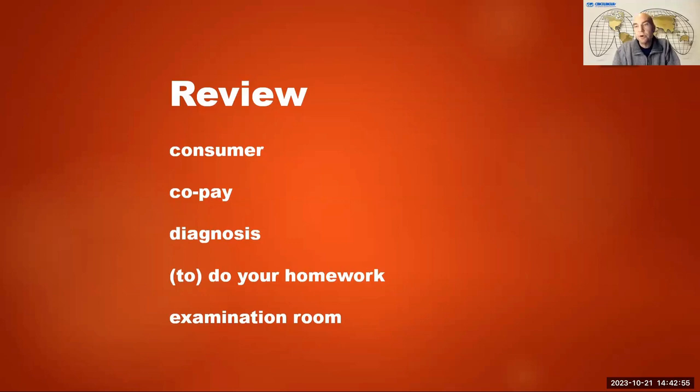And then to do your homework basically means to prepare, to get ready, to do your research in advance. And then we looked at the examination room. The examination room is the room where you go in and the doctor or the nurse talks to you about your medical condition or your medical concerns, etc.